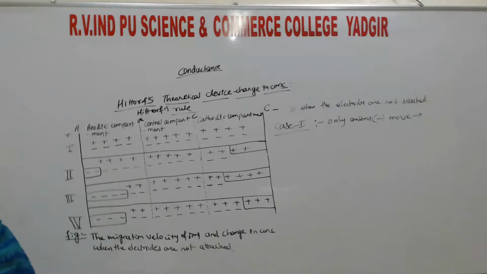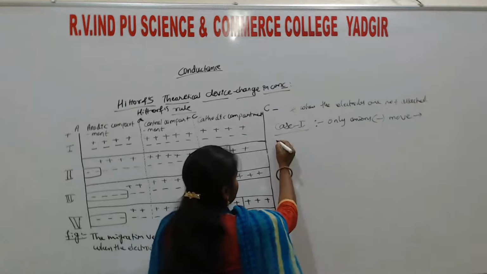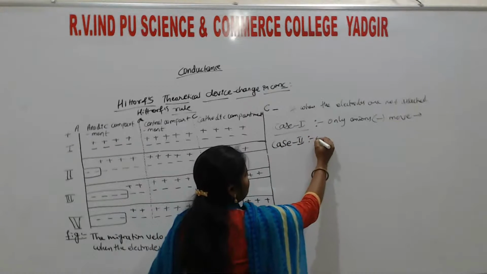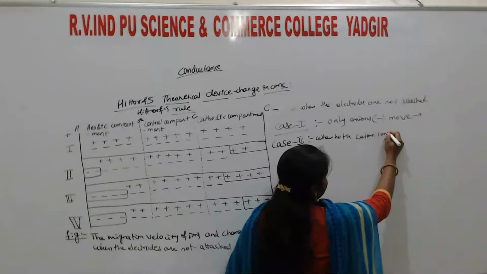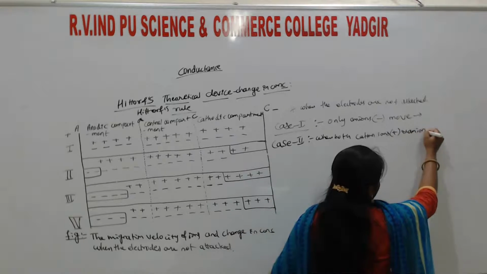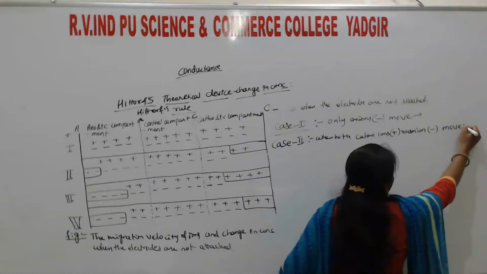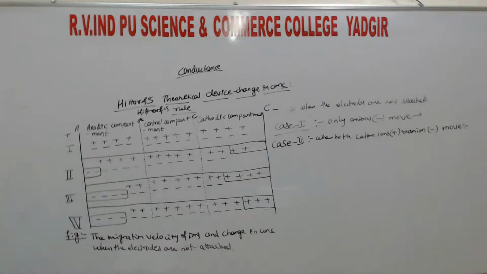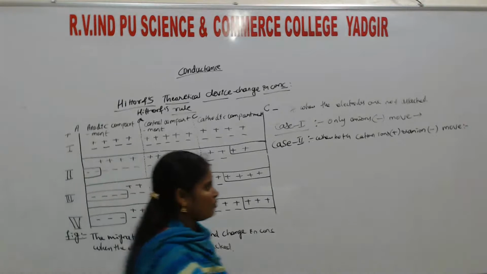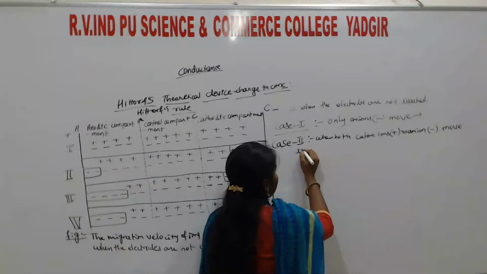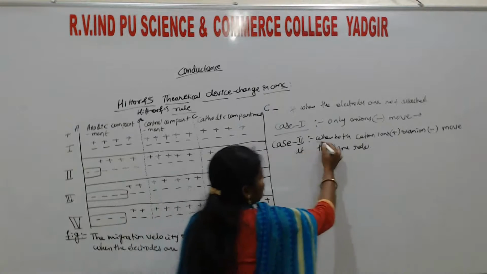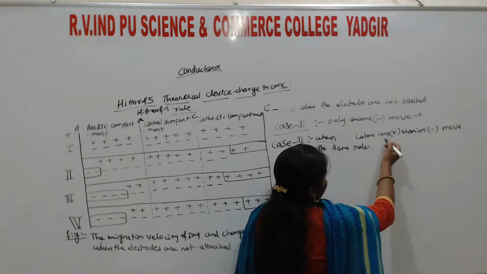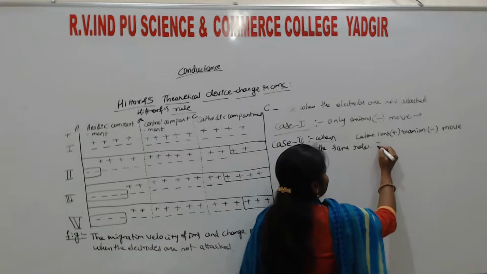Then case 2. Case 2: when both cations, positive, and anions, negative, move at the same rate, the same speed.